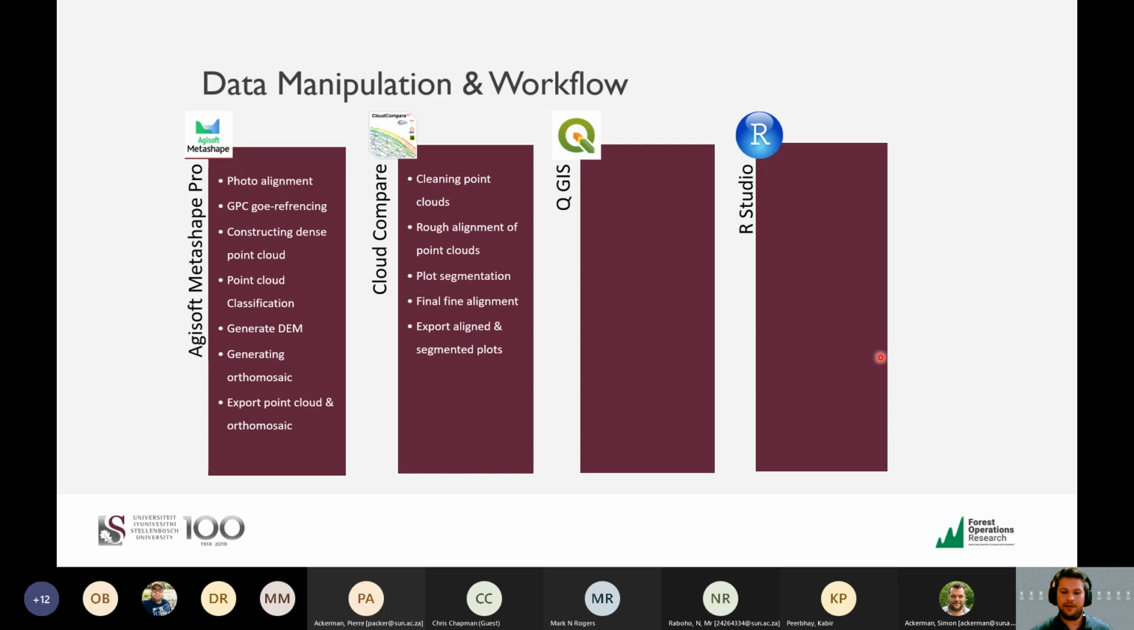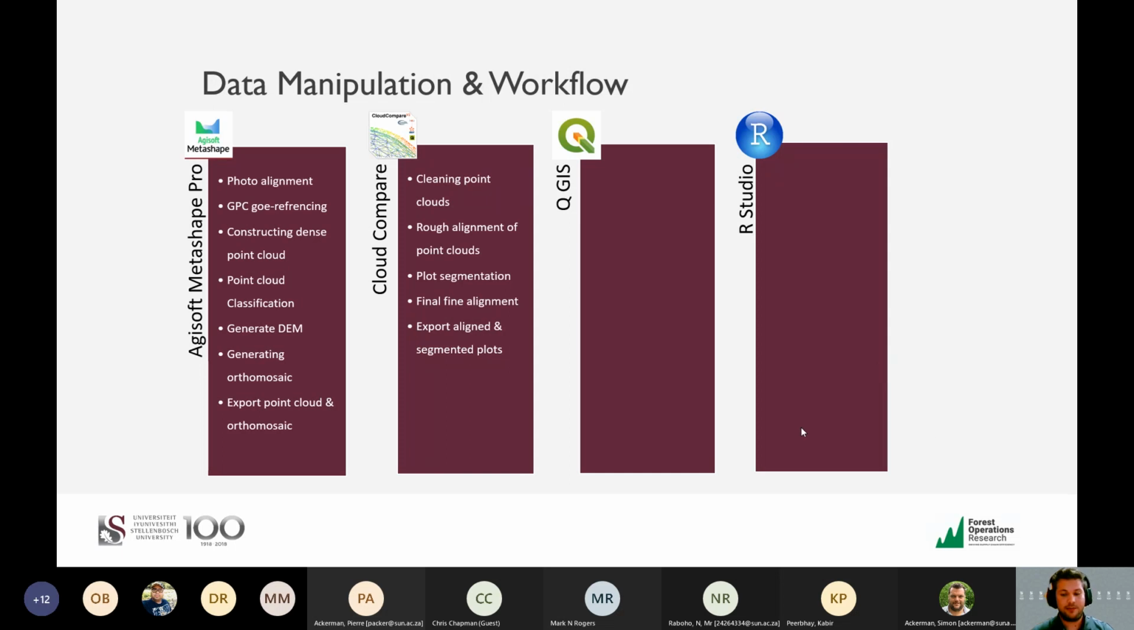Next, Cloud Compare. Cloud Compare was used to clean the point clouds made in Agisoft by removing the unwanted points in the point cloud, meaning that only the regions of interest remained. Next, the before and after thinning point clouds were roughly aligned, reducing the root mean square error to less than 3 meters in the X, Y, and Z axis.